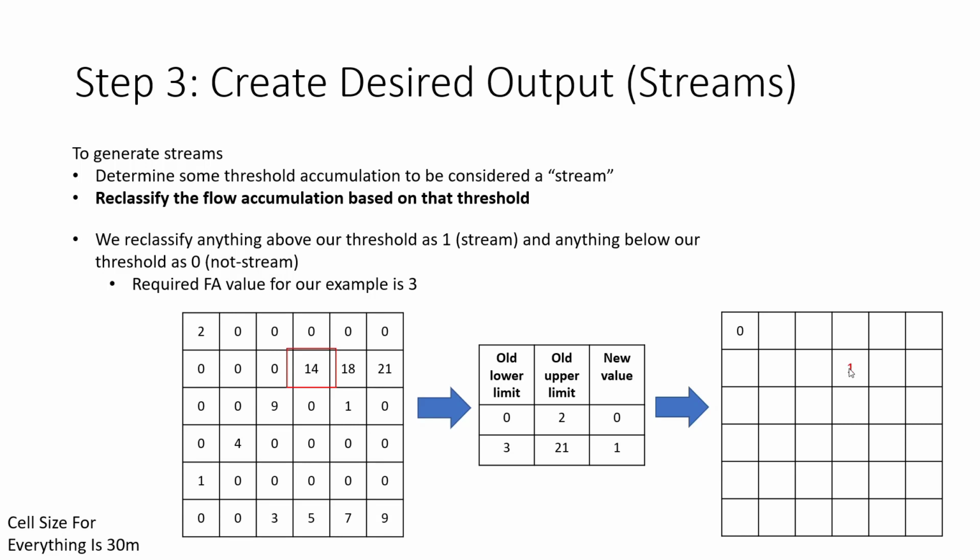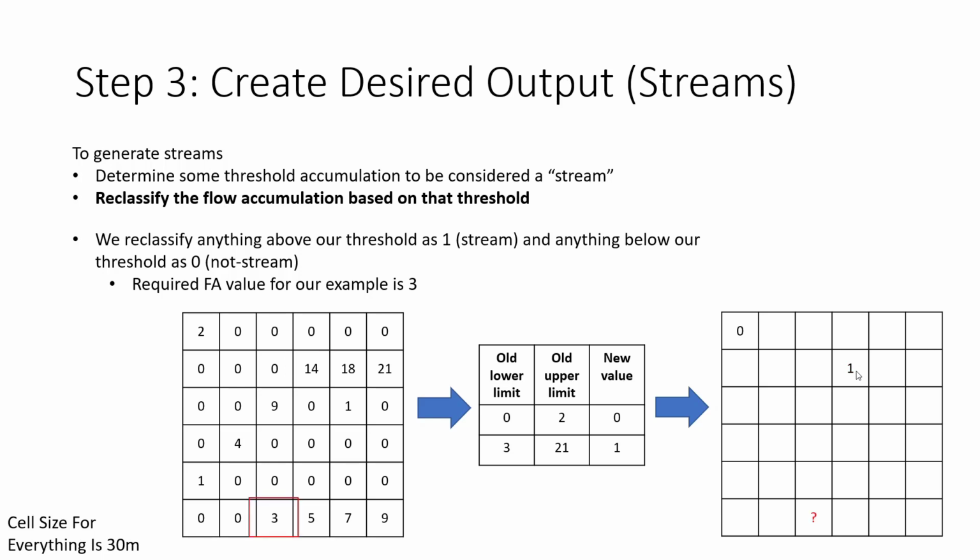It's going to be a value of 1, right? Because 14 falls between 3 and 21. Therefore, it's going to be mapped to a new value of 1, meaning that this 14 here is considered a stream in the reclassification.